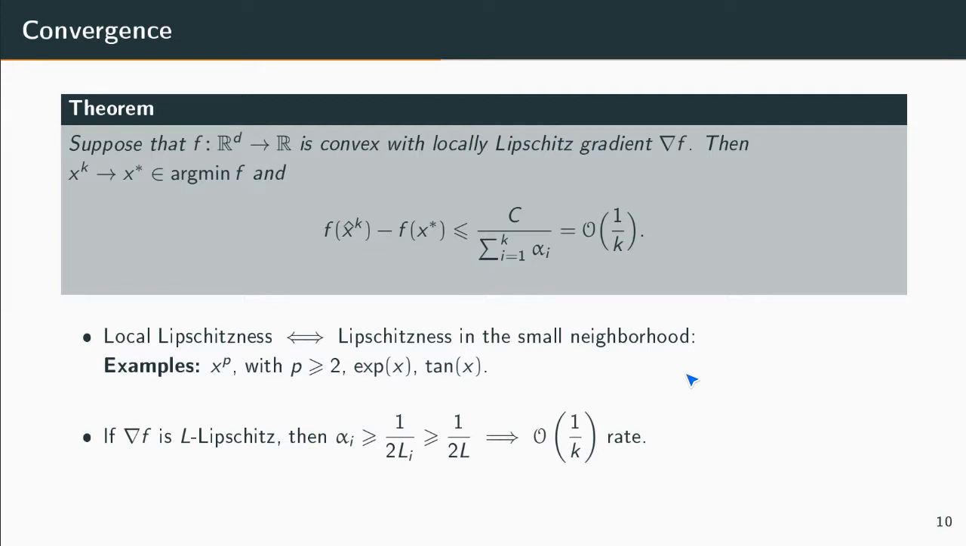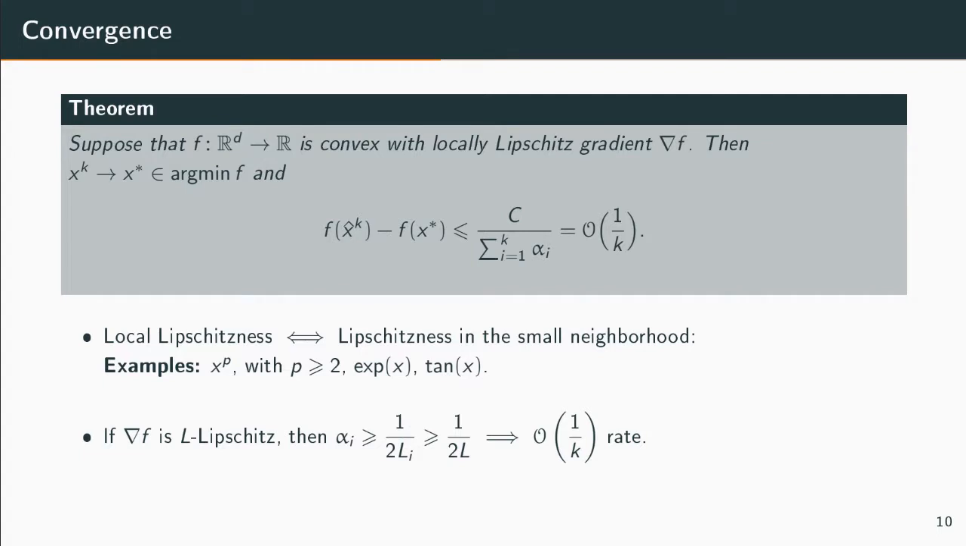Because, for example, just for simplicity, if you assume that the gradient is Lipschitz, we can prove that all our step sizes are actually bounded by the constant 1/(2L). And because we have the sum of the step sizes, we obtain k in the denominator. That's how we get 1/k in the worst case.